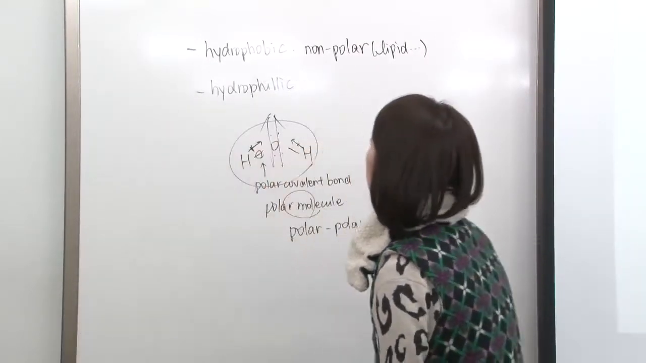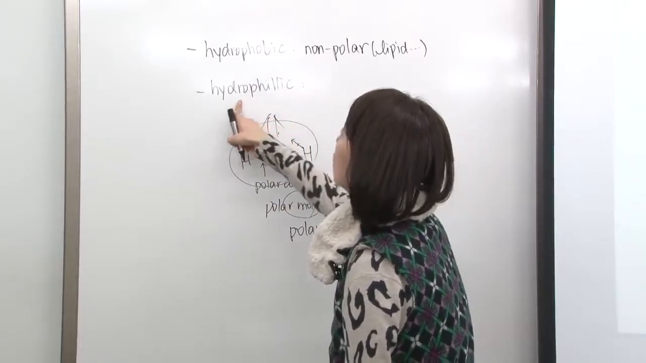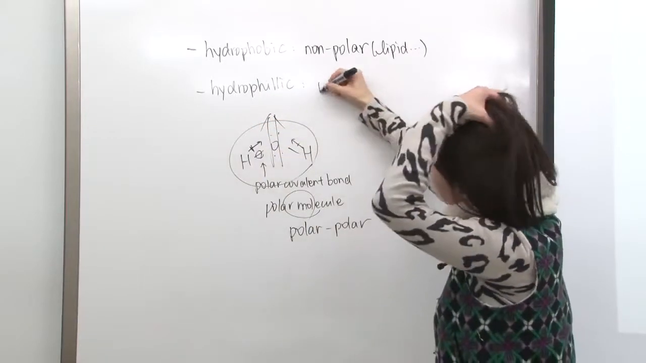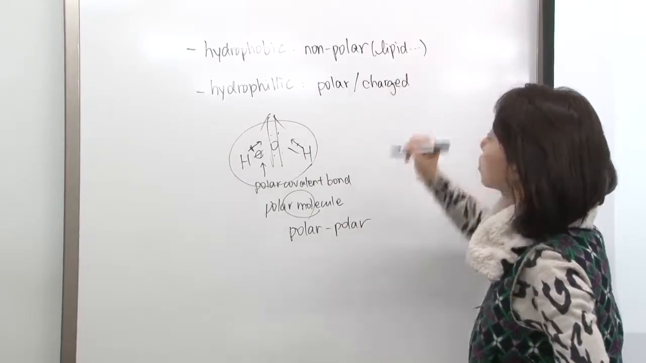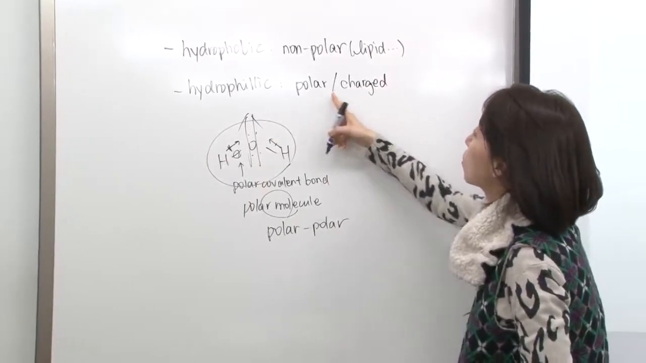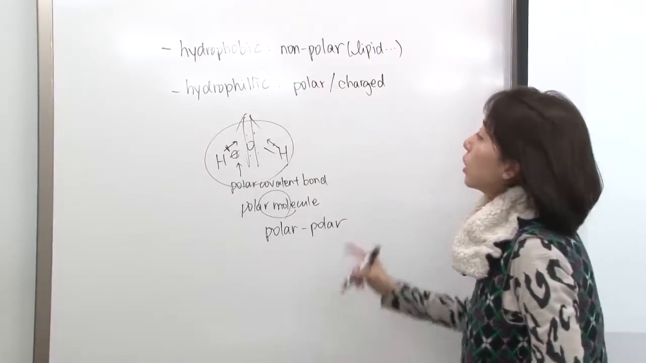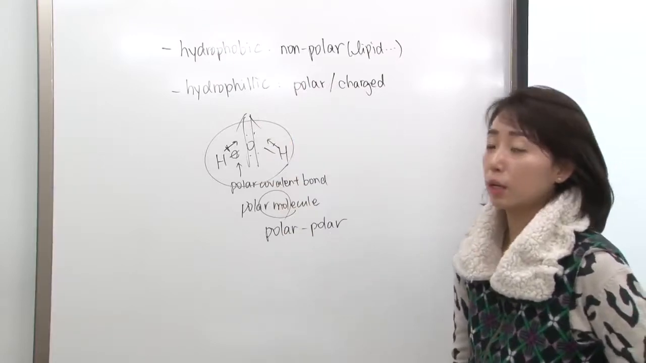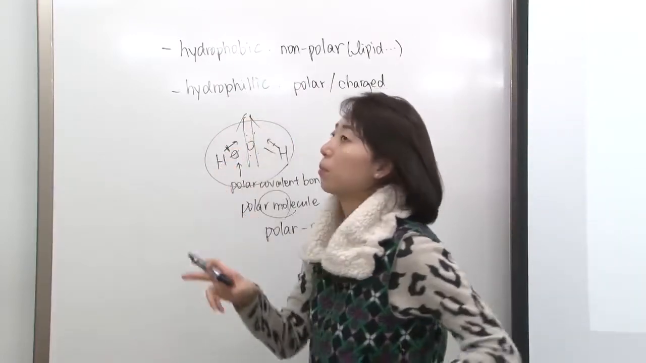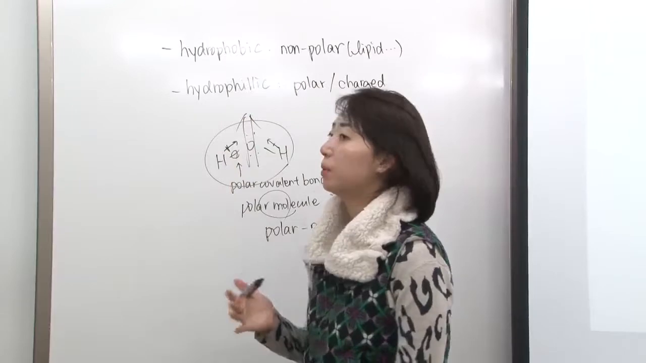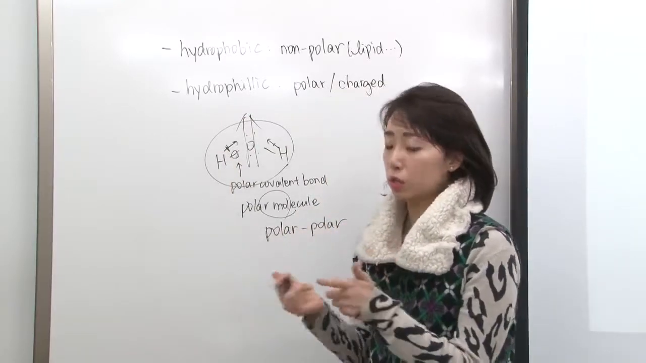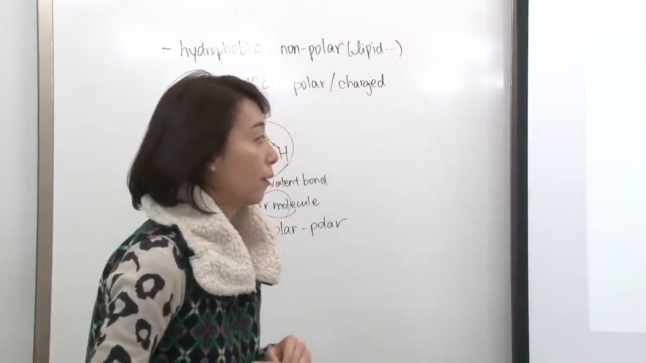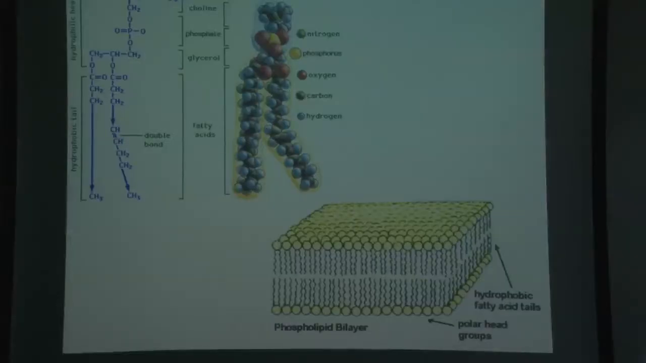Hydrophilic means it likes water, philic, water. These are usually polar molecules or charged molecules. So if there are ions or the molecule is polar, then you say that this is hydrophilic. These two terms are very important because when we talk about the lipid bilayer later, we'll talk about how the lipid bilayer works. So let's briefly look at that right now.